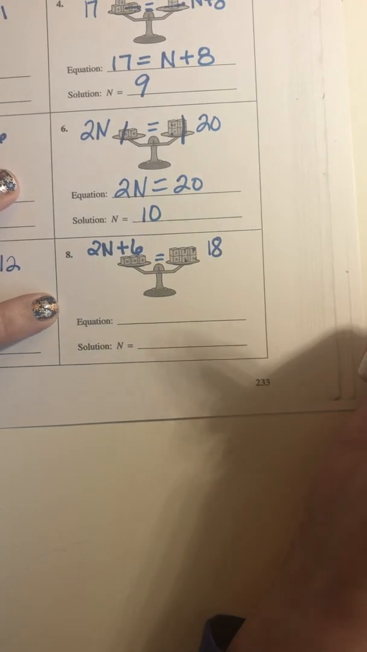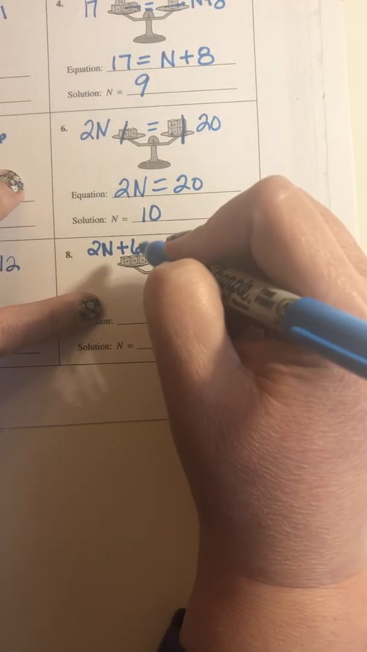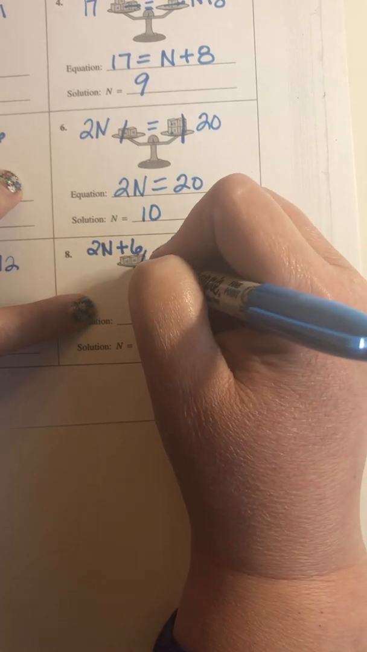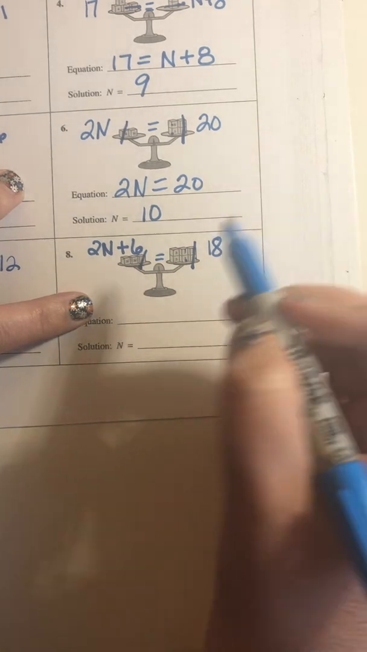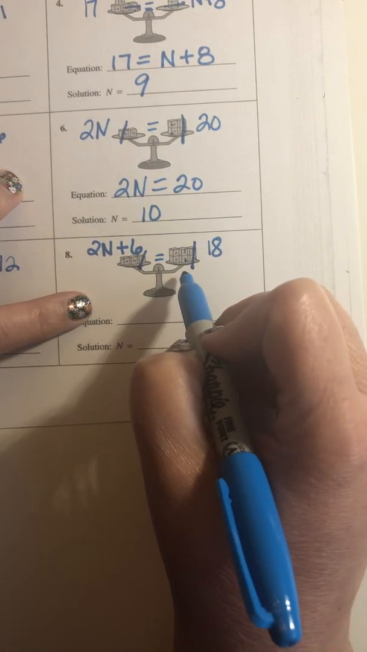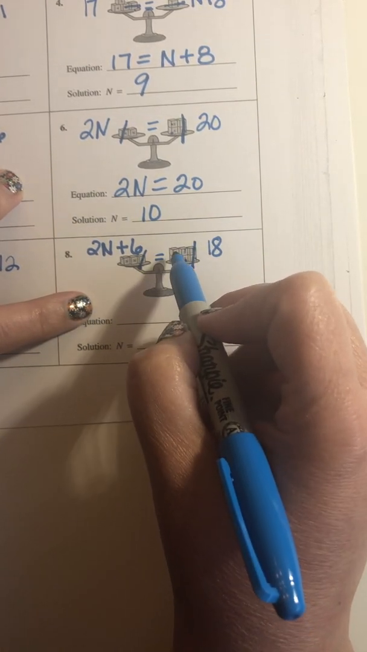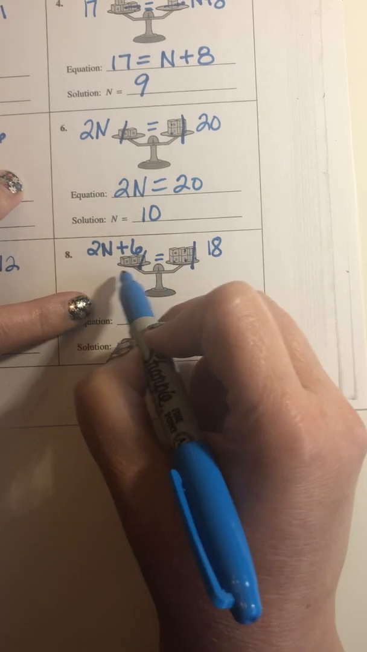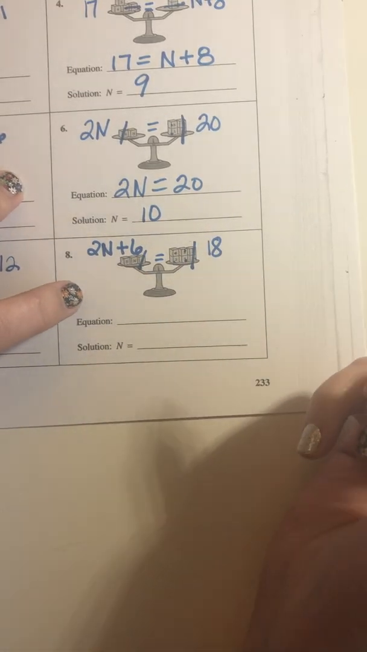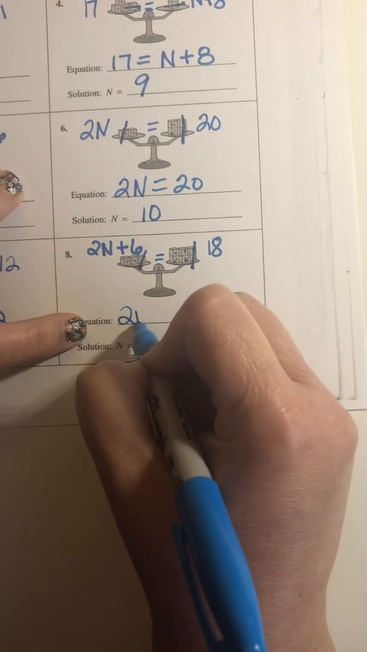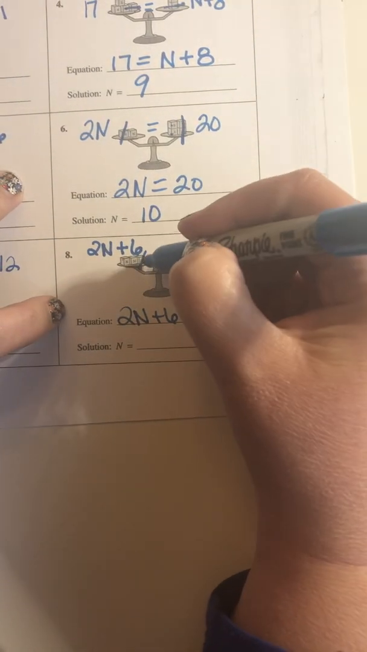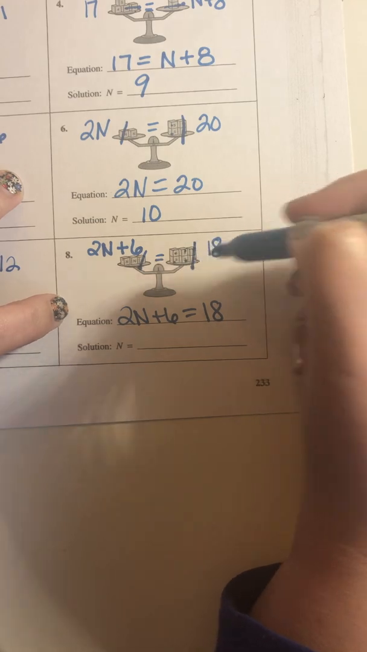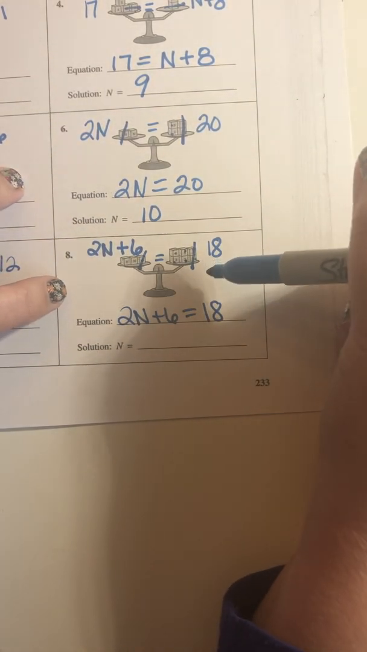Okay, so I'm going to remove that 6 from over here, and I have to remove 6 from over there. So now I have 2n equals, and I have 3, 6, 9, 12. So 2n equals 12. Oh, I didn't write down my equation. 2n plus 6 equals 18. That's my original equation. I've removed 6 from here and 6 from here to keep it in balance.